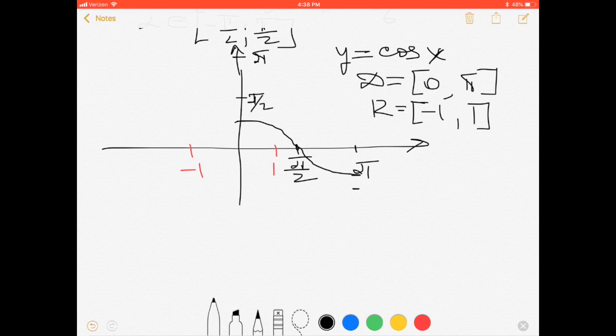Okay, I have points for my graph. The point is (0, 1), so for the inverse function the new point will be (1, 0). I have the point (π/2, 0), so now I have (0, π/2). Then I have the point (pi, -1), so I have (-1, pi). And remember about symmetry. This means the shape.